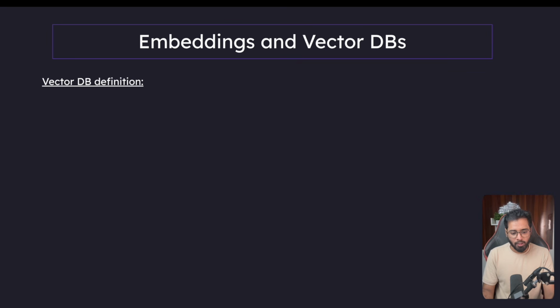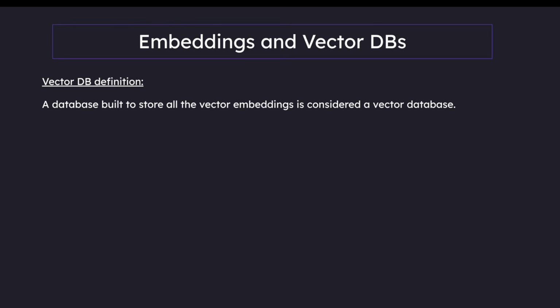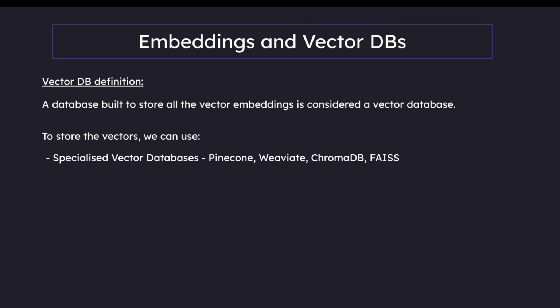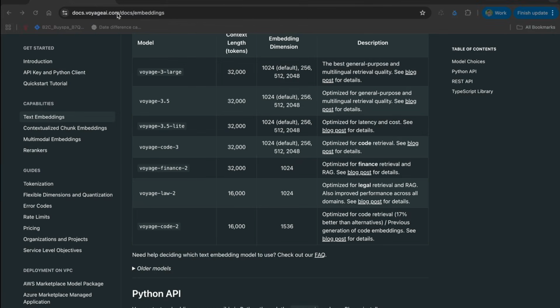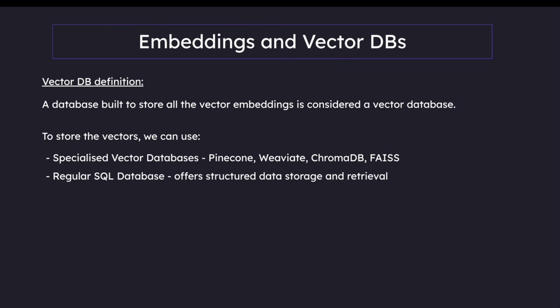All right, so let's move on. So what is a vector database? We know what vector embeddings are. Vector databases are basically built to store all of the vector embeddings. To store all the vectors, we can use a specialized vector database like Pinecone, Weaviate, ChromaDB, or FAISS. This is a vector DB that is built by Meta, Facebook AI Similarity Search. We can also use regular SQL databases like Postgres, which provides structured data storage and retrieval.